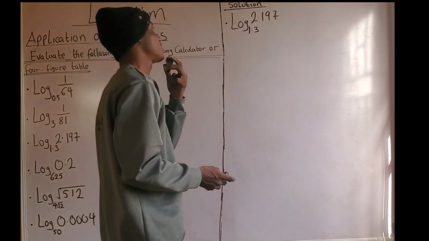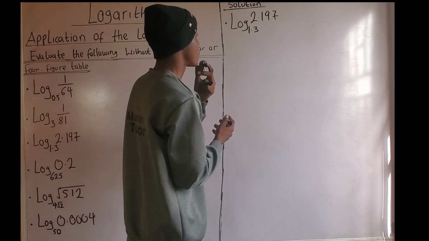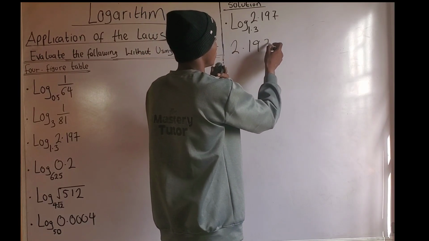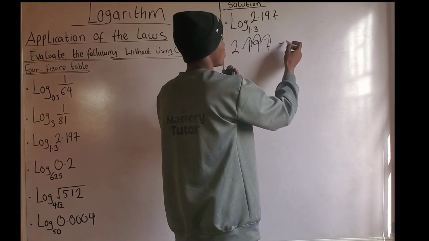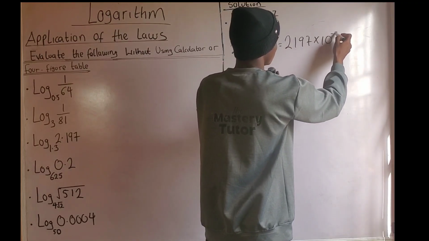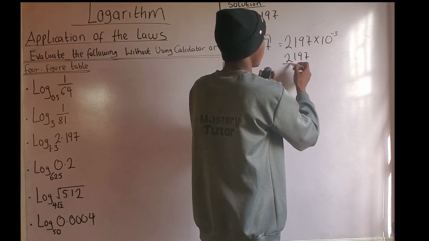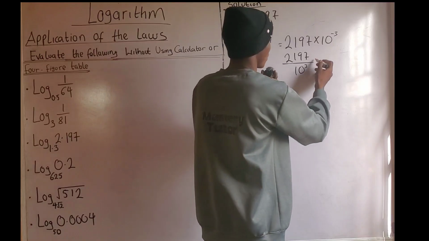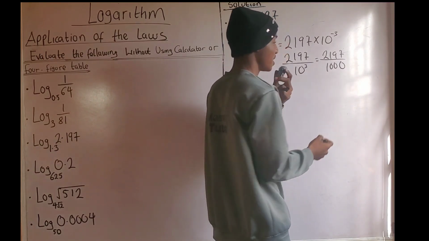Okay, let us simplify this logarithm without using a calculator. Log 2.197 base 1.3. The first thing that I want to do is this. 2.197, we write it in standard form. This will be equal to 2197 times 10 raised to the power of negative 3, right? So I'm going to have 2197 all over 10 raised to the power of 3. And 10 raised to the power of 3 is what? 1000. So I'm going to have 2197 all over 1000, right?